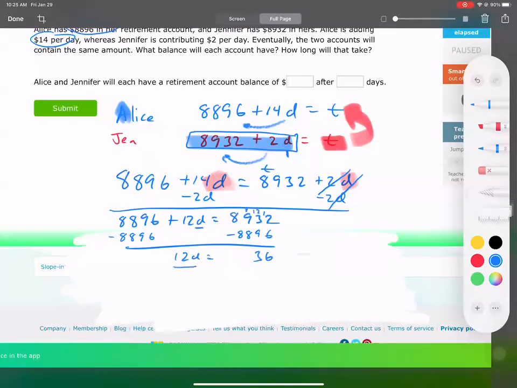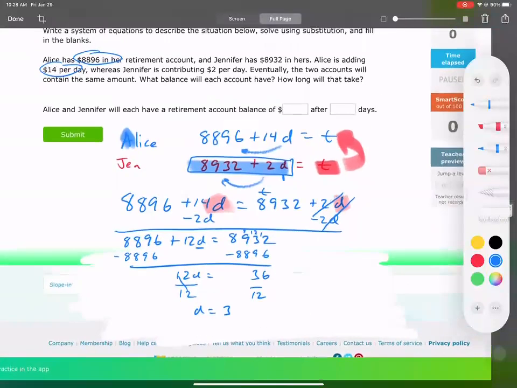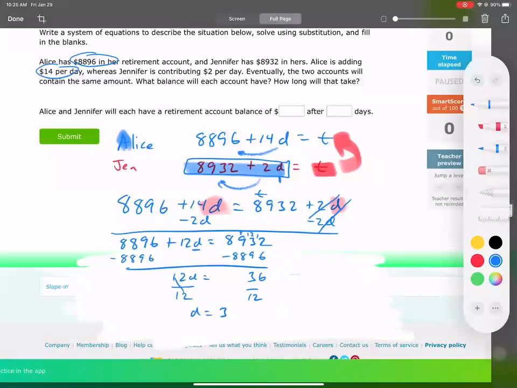Next step, solving for D, we're going to divide 12 to both sides. D is equal to 3. It only is going to take them 3 days. All right. So let's go ahead and take a look at what the question was eventually that they wanted to solve for. What is the balance of each account and how long will it take? So we have the answer, how long will it take? It'll take 3 days. That's what D stands for.